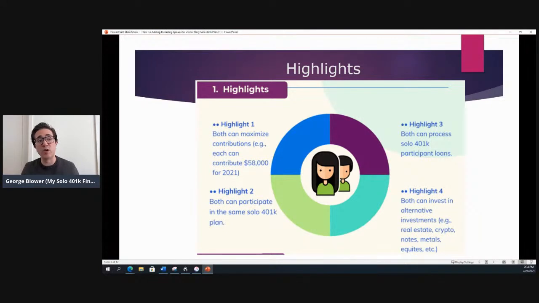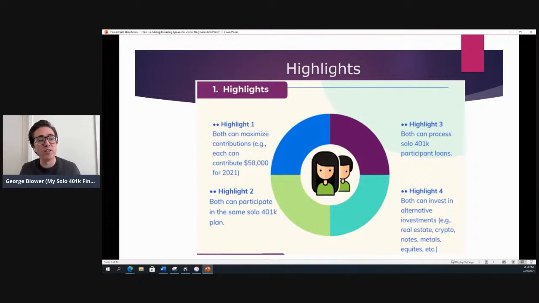So theoretically, you could get almost $120,000 into the plan if both spouses are maximizing, or even more if both spouses are 50 or older, because it could be up to $64,500 for each spouse.